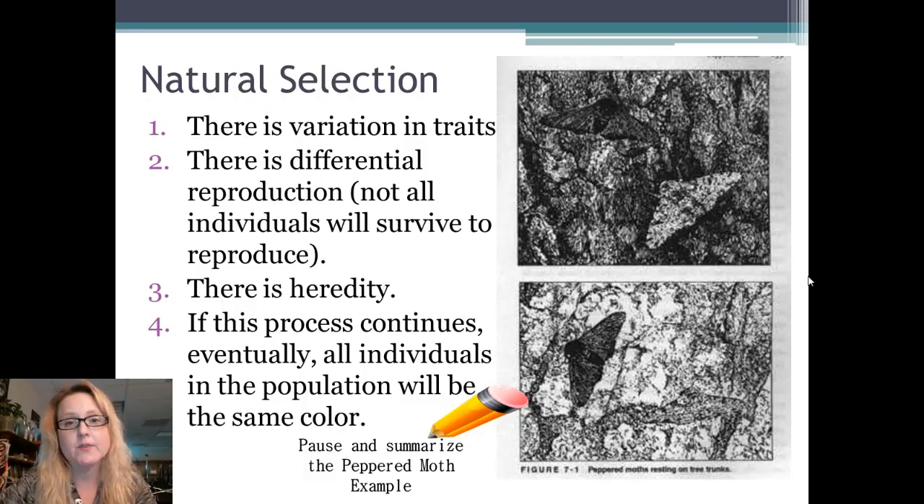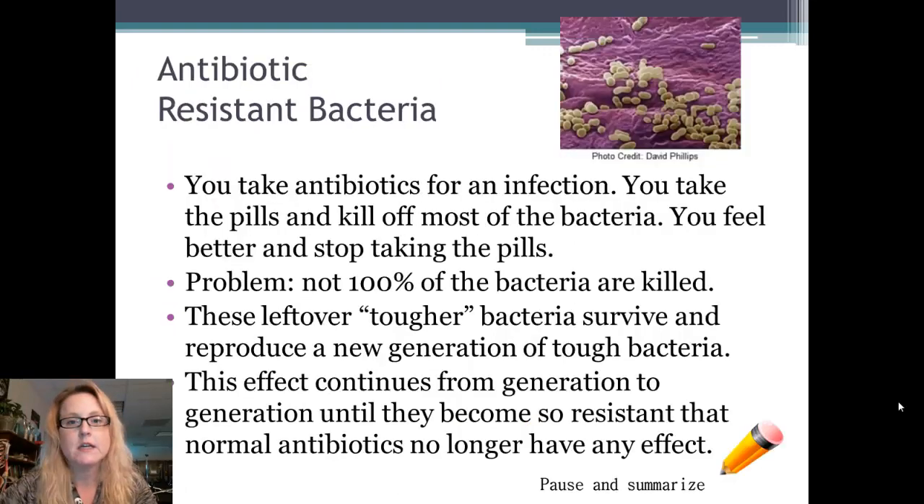Actually, after the Industrial Revolution in the 20th century, they started cleaning up the factories and cleaning up the air. The white lichen came back, and now we're seeing a decrease in the black speckled variety and an increase in the white speckled variety. So again, this is kind of that push and pull of natural selection. So let's look at some other examples here.